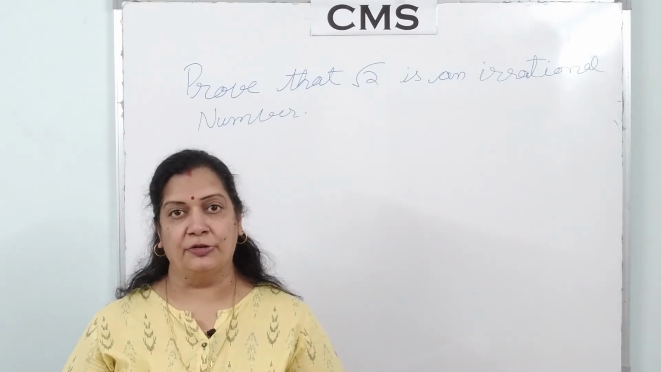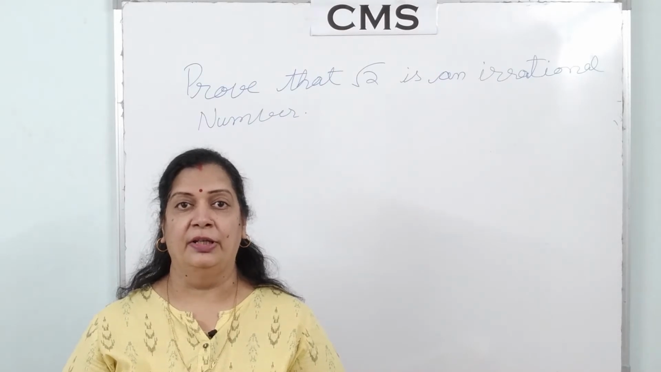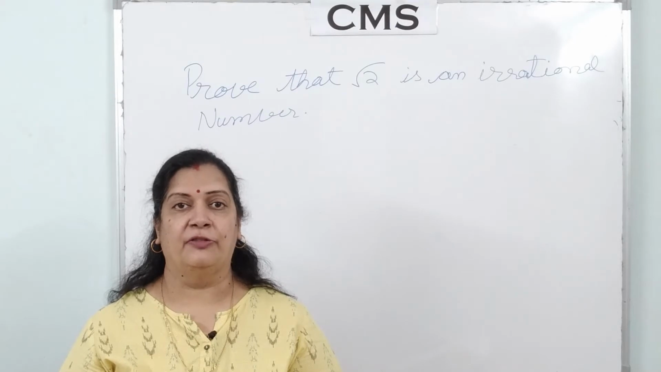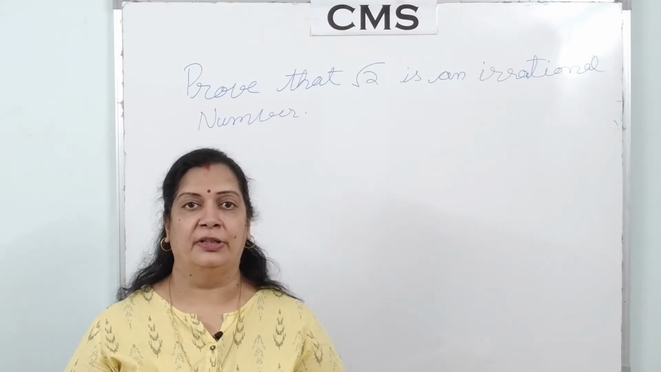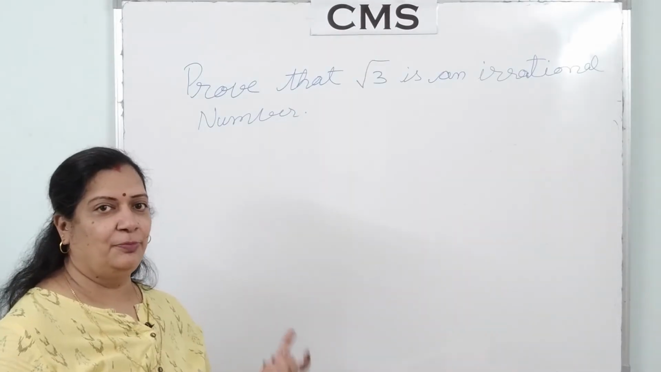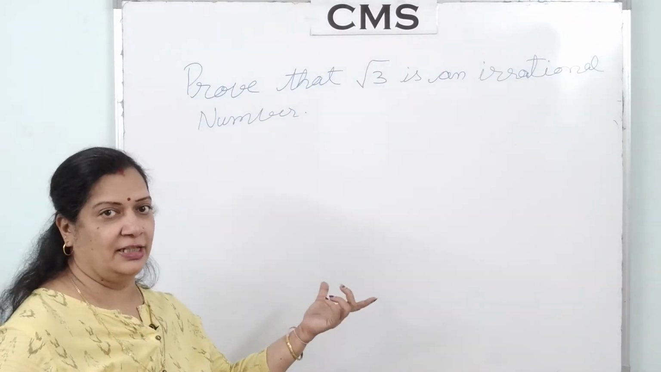And the product and quotient of non-zero numbers are also irrational numbers. And the product and quotient of a rational and an irrational number are also irrational numbers. The next example is: prove that root 3 is an irrational number.